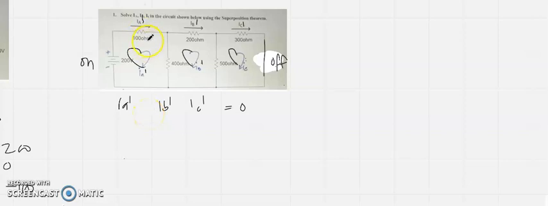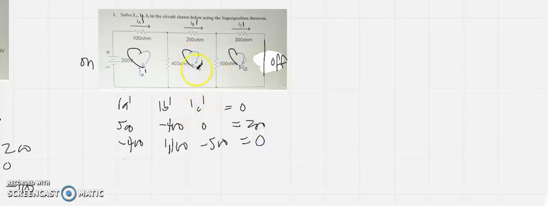Okay, using the hard method again. So for IA prime, the resistors inside are 100 plus 400, so we have 500. And then for IB, this is negative 400. IC is 0. This is equals to negative 200, so this is 200. For IB, we have 400 plus 200 plus 500, so this is 1100. For IA, this is negative 400. For IC, this is negative 500. And then this is equals to 0 because wala siyang supply.